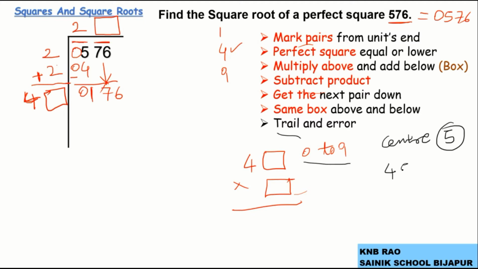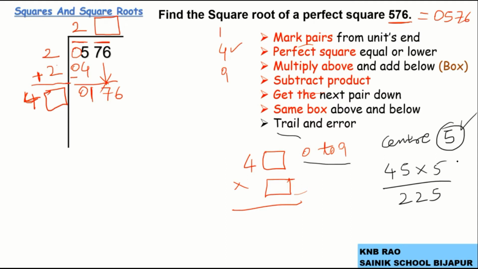If I choose 5 first, 45 5s are 225, which is obviously above 200. That means I should not check above 5. I should check below 5 only. So remember children, if you want to find quickly, use 5 first and decide should I go above or below.